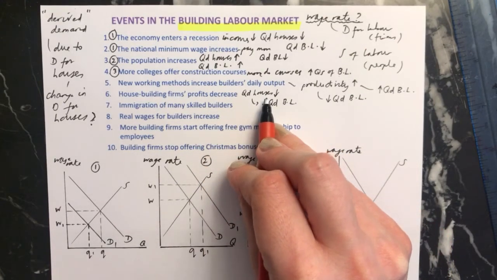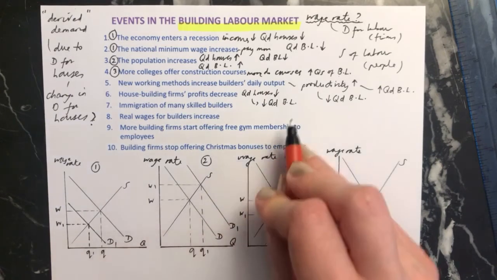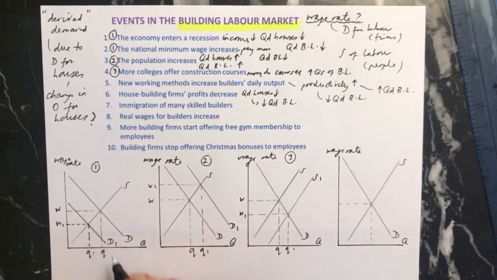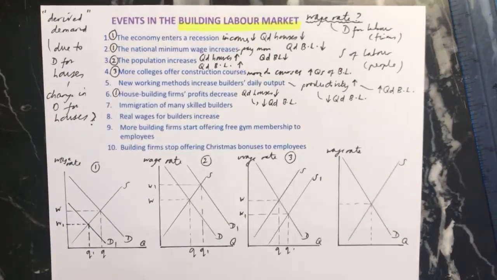So that will be this diagram here, number 1, because the quantity demanded for labour in this labour market is going down. Remember, left is less, and that causes the wage rate to fall from W to W1. So this one is diagram number 1.